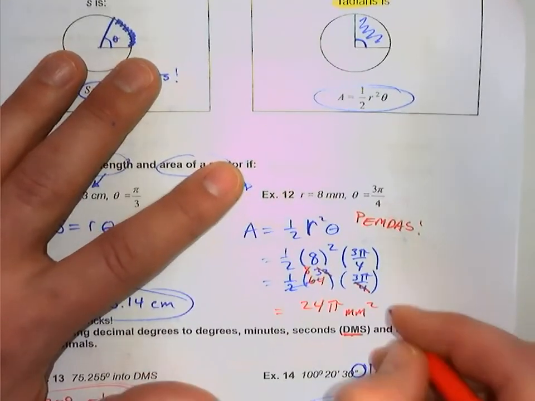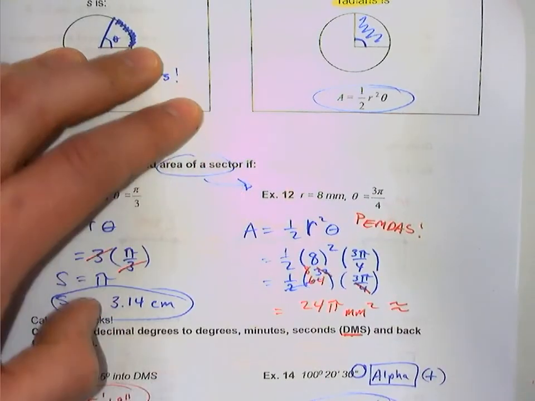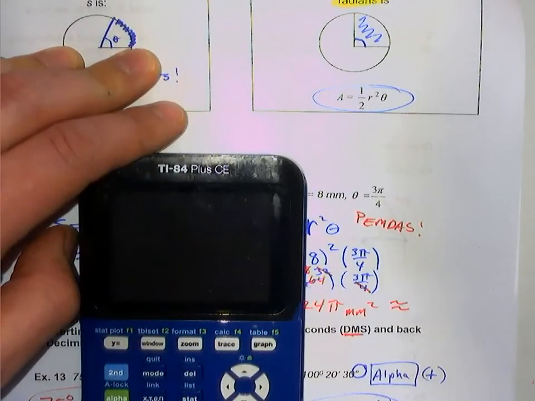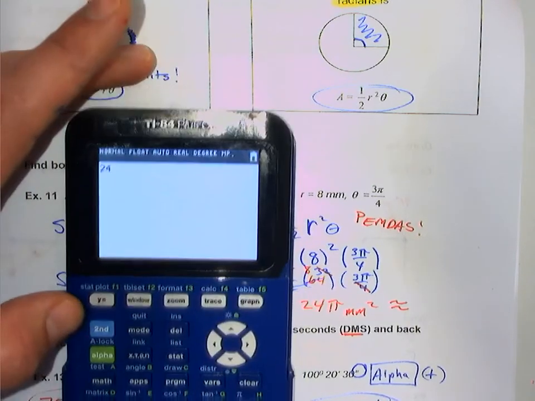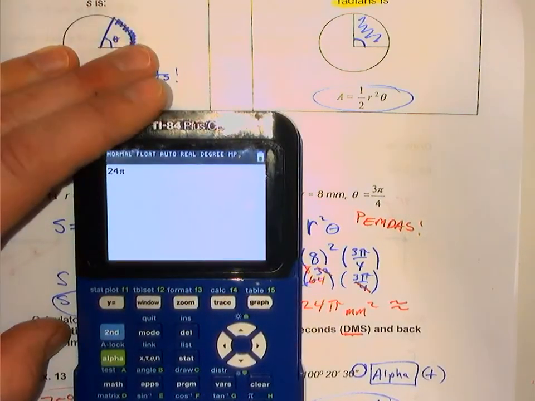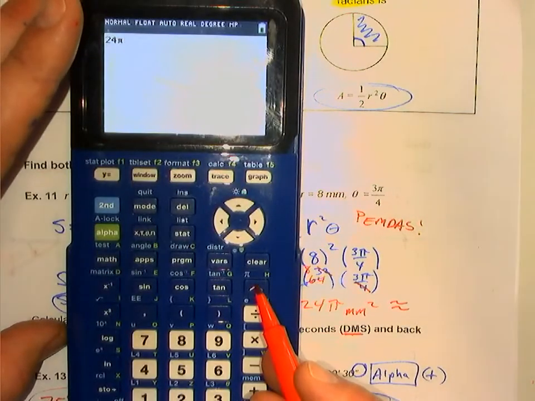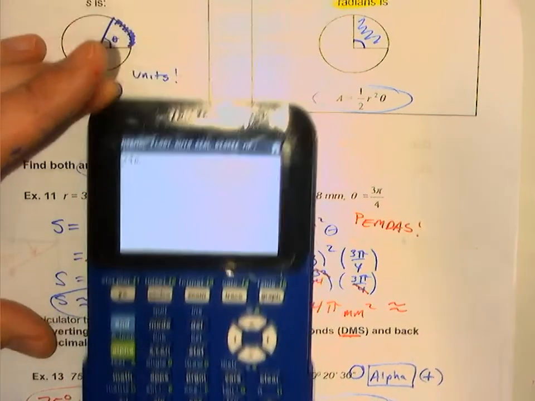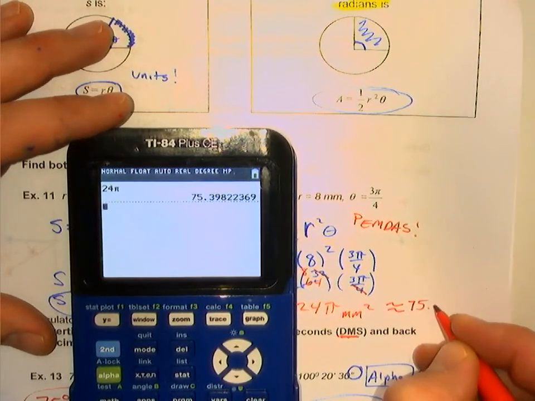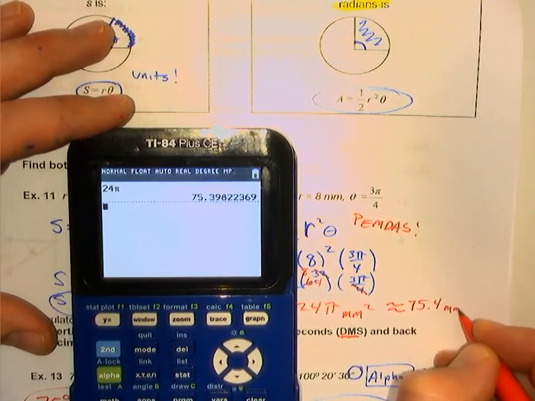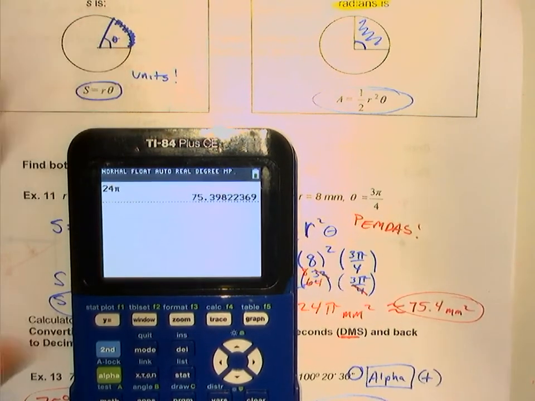So if I want the exact value, that would be millimeters squared. If they want the approximation, then I would do that in my calculator. So I've got 24 pi. That is second, raised to, for pi. So above the division sign is the raised to button right there. So 24 pi gives me approximately 75.4 millimeters squared. So if you want the approximation.